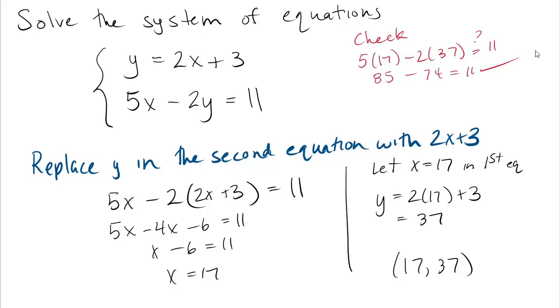It's got to be the only solution because these two lines don't have the same slope. Lines with different slopes intersect at exactly one point. So that is the only solution, 17, 37.